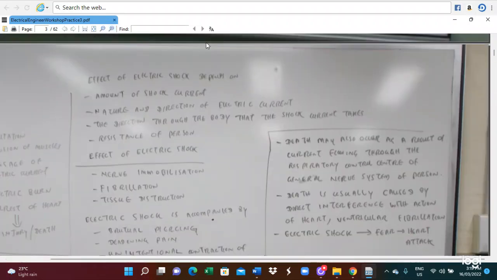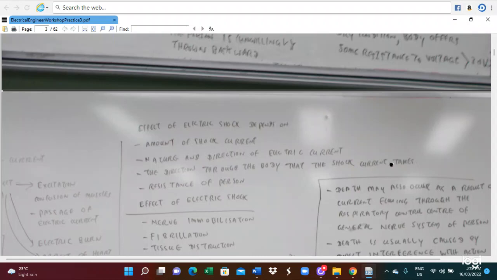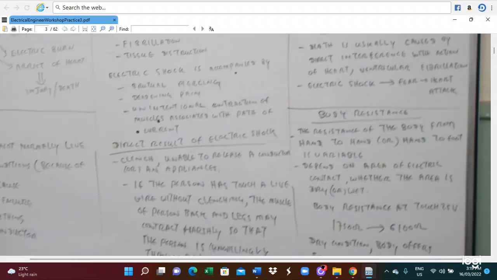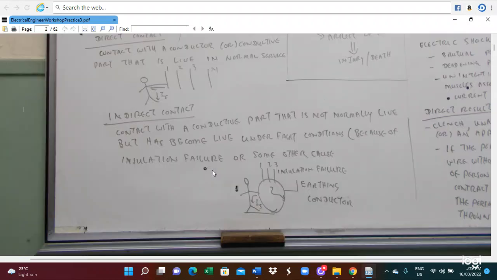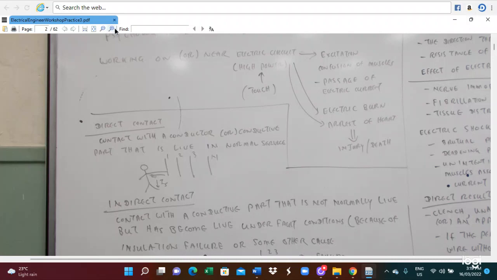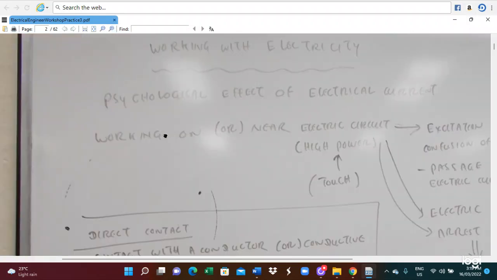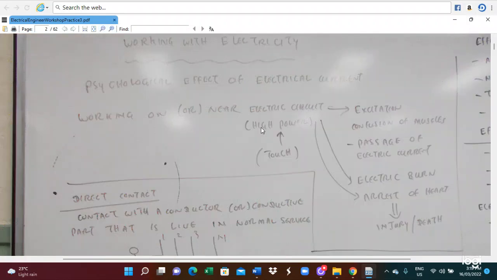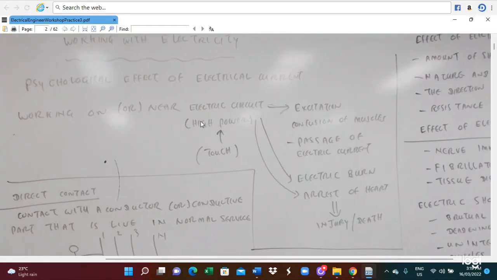In this case, we are also talking about electric shock, the effect of the electrical circuit when working with electricity. We have to be concerned about the physiological effect of the electrical current. When you are working near the electrical current and the power is so high, it can cause excitation.